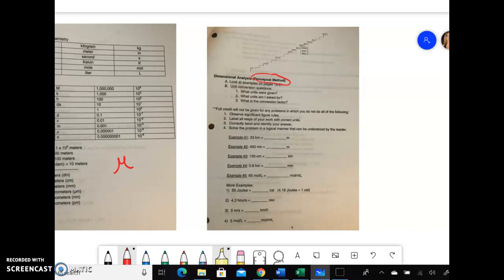So if you just take a look at some of these examples here. The first one says we have 23 kilometers and we're trying to turn it into meters.